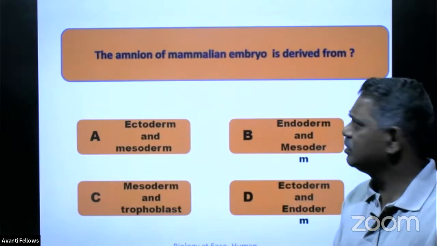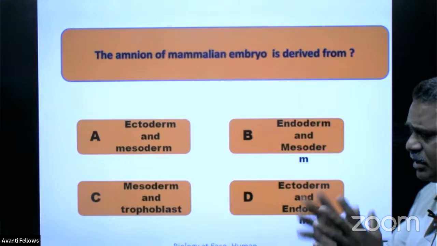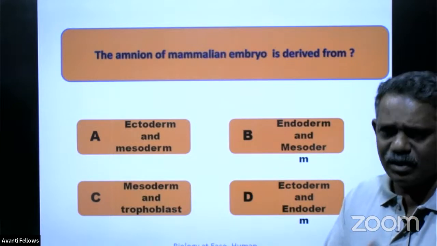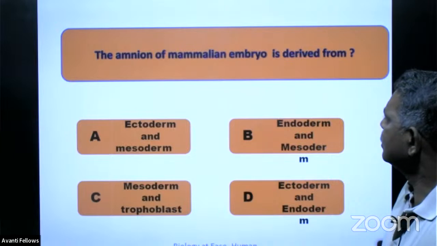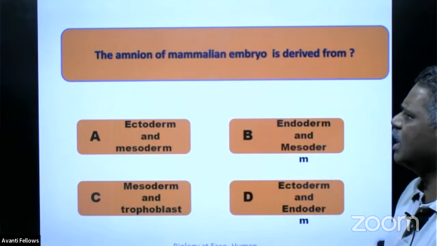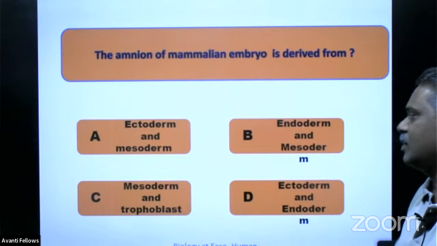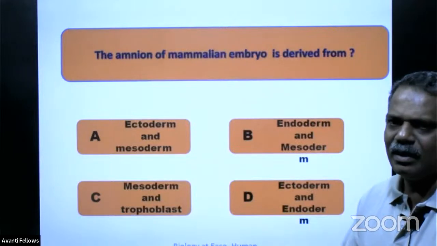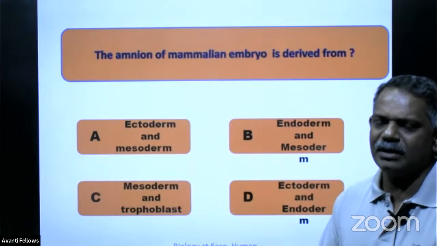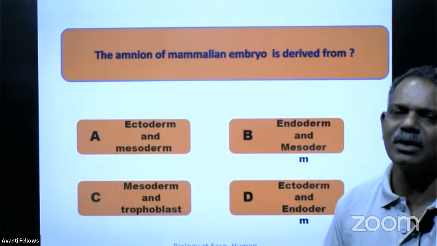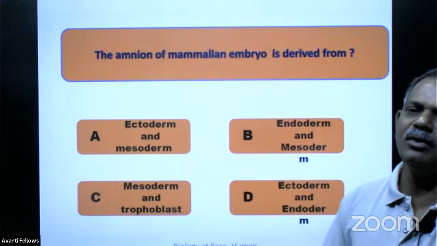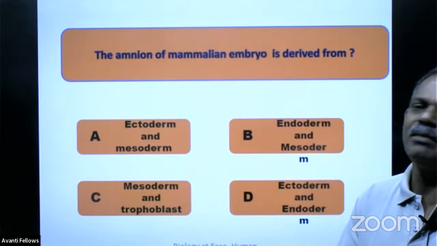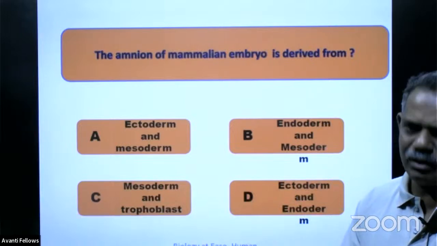Maybe you have heard about the amnion, where the mammalian embryo gets developed, and it is filled with amniotic fluid, the amniotic space. And the question: the amnion of mammalian embryo is derived from. See, we are triploblastic individuals having three germ layers, I told you: ectoderm, endoderm, and mesoderm. Some of the internal organs are ectodermal in origin. Some others are mesodermal in origin. And some other internal and external organs are endodermal in origin.